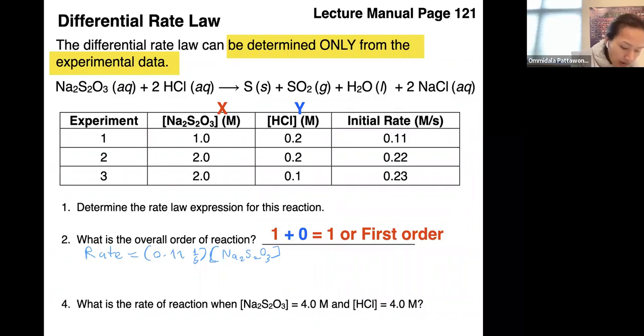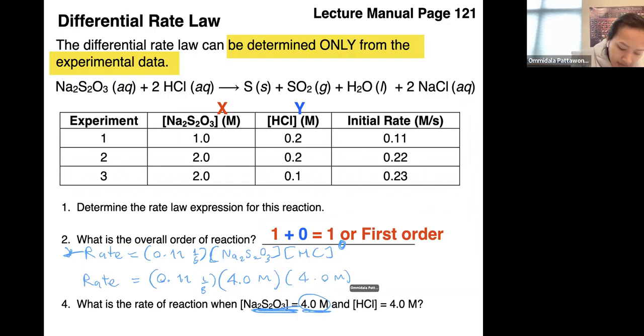In this case, I want to know the rate at which the concentration of sodium thiosulfate is equal to 4 molar. You can also write out the concentration of hydrochloric acid as well, but make sure that this is raised to 0. So to find the rate, it's going to equal 0.11 per second times the concentration of sodium thiosulfate, which in this case is 4 molar. And 4 molar for hydrochloric acid, but it's raised to 0, so this part is going to equal 1. So you can actually eliminate that.